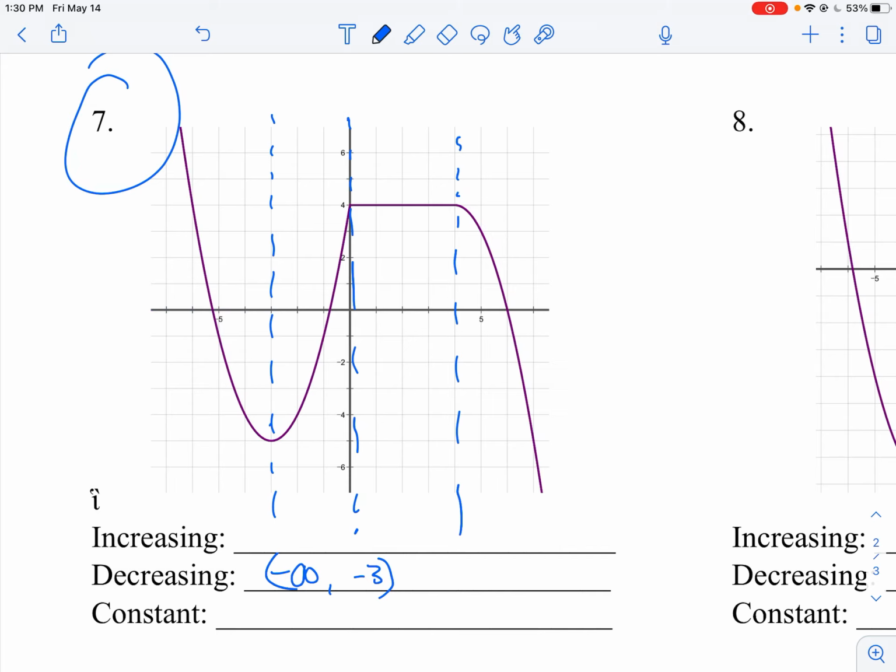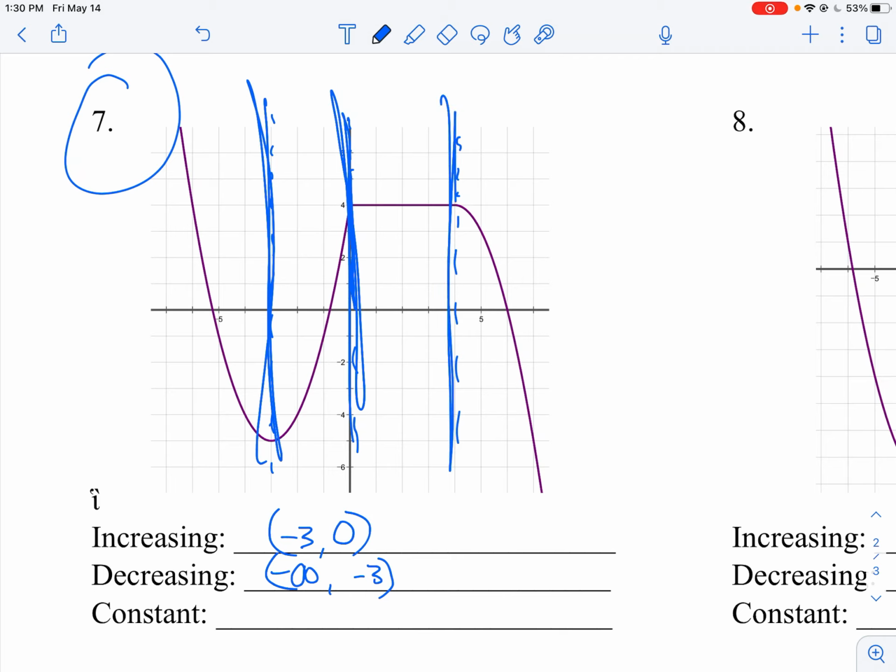And then the next section, it's increasing. So that starts at negative 3. And then it stops increasing here, but I'm not going to put 4, I'm going to put 0, because that's the x value. Once again, think of it between the lines. The lines tell you the x values.